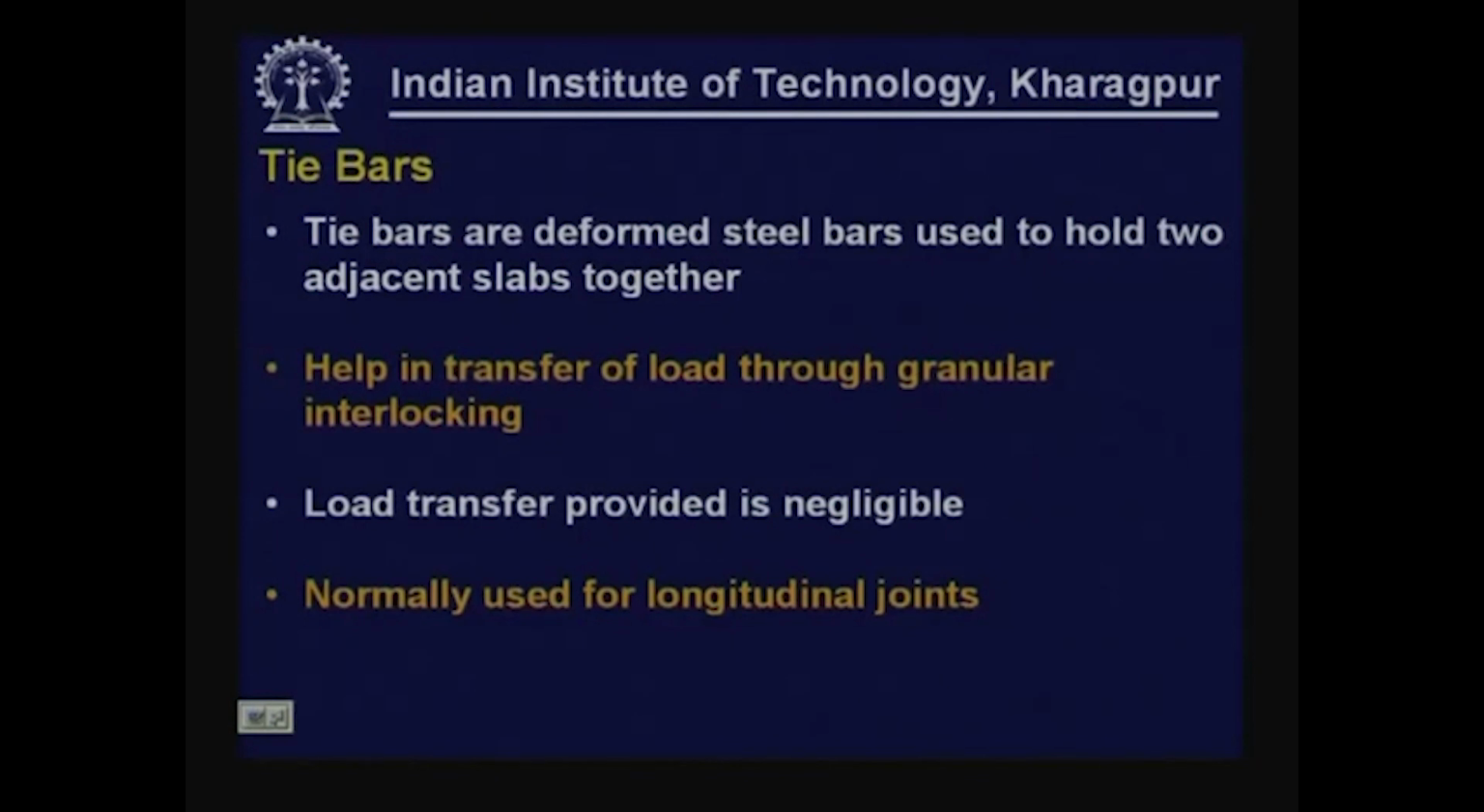As I just indicated, tie bars are deformed steel bars and these are placed to hold the two adjacent slabs together. They indirectly help in the transfer of load through granular interlocking. Although there are steel bars placed across the joint, the load transfer provided by the tie bars themselves is usually negligible and not generally taken into account. These are normally used for longitudinal joints.